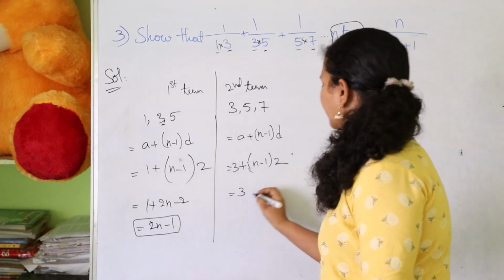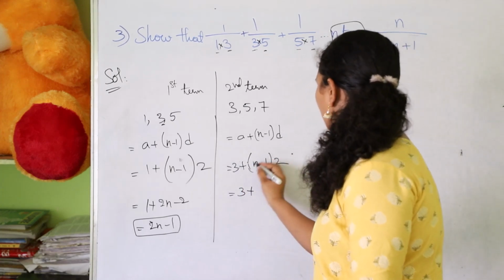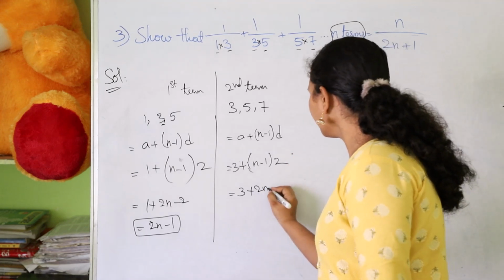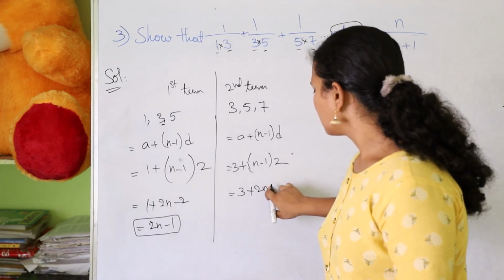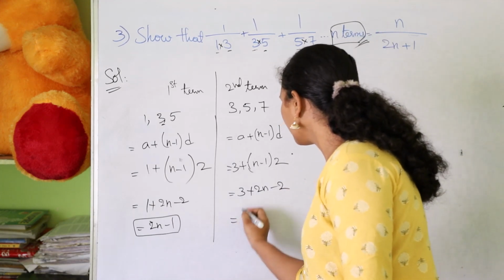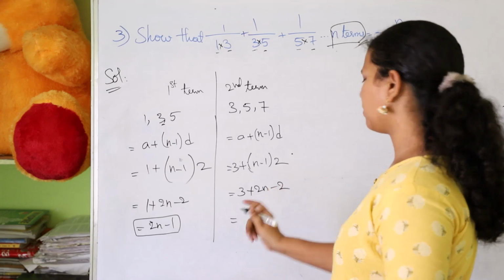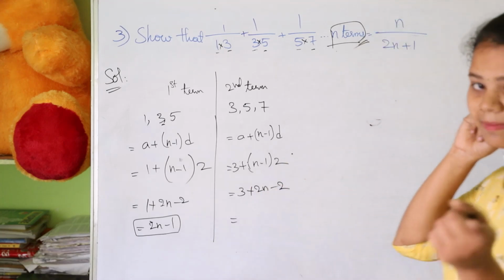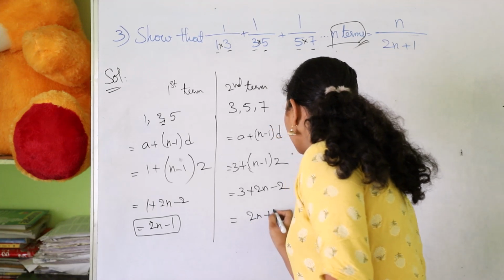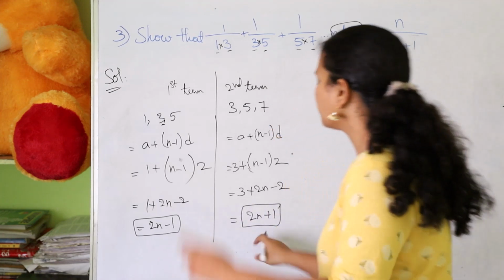So here 3 plus 2 into n, 2n, and 2 into minus 1, minus 2. Clear? So this becomes 3 minus 2, which is plus 1. So here I can write 2n plus 1. Clear? 2n plus 1. I got both these values.